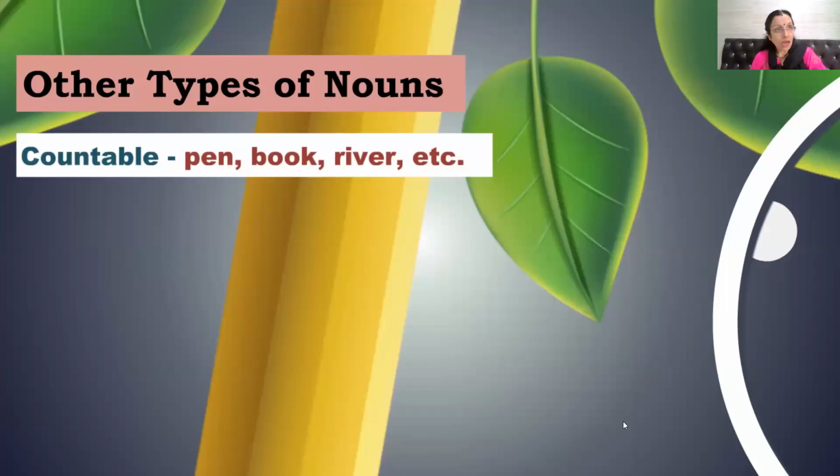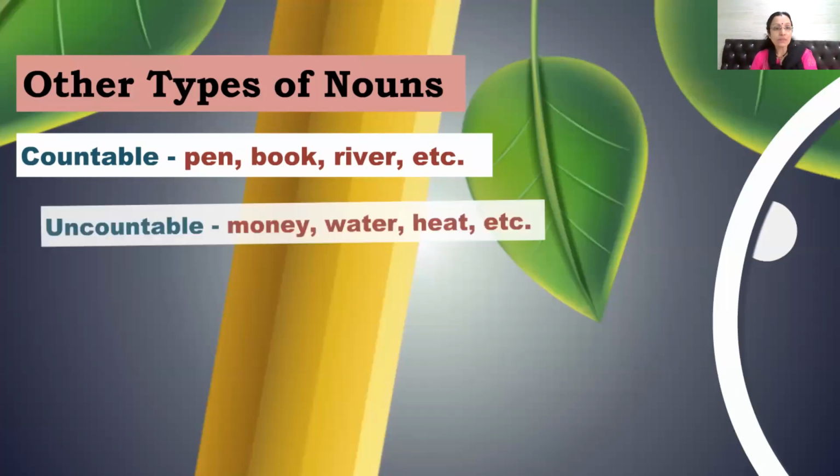Other types of nouns are countable nouns. Now, why do we need to do this? Because I'm going on to adjectives. What are the countable nouns and what are the uncountable nouns? In one type of adjective, there are two types of adjectives which children always, or we also, get confused with.